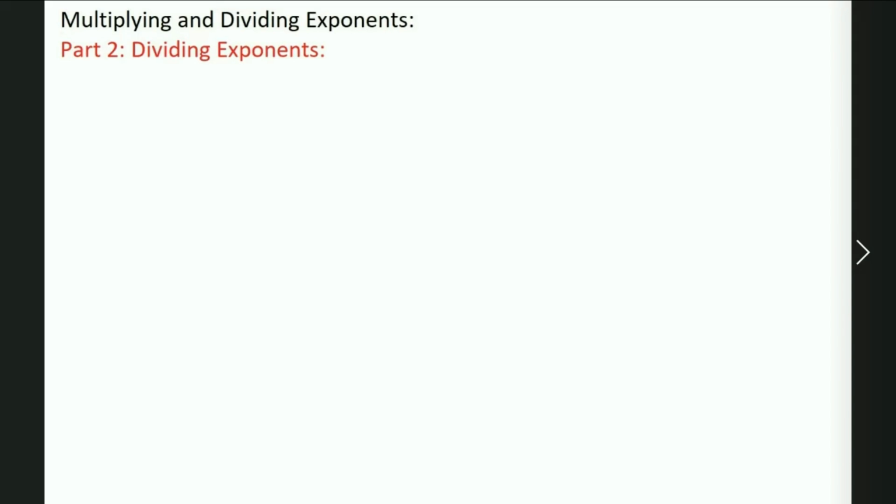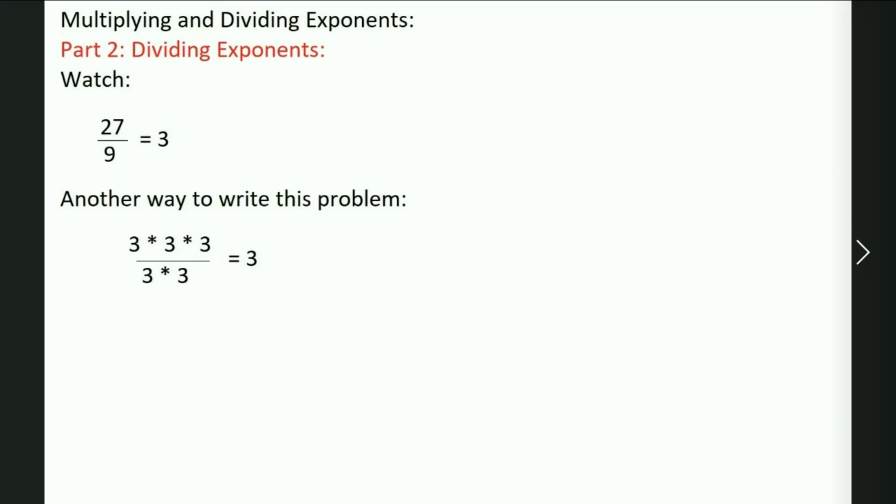Here's part 2. This is 27 divided by 9, and if you do that in the calculator, you get 3. I'm going to write it in a slightly different way. 3 times 3 times 3 divided by 3 times 3 equals 3. 27 is still your top number. 3 times 3 is 9, 9 times 3 is 27, 3 times 3 is 9. So 27 divided by 9 is 3.